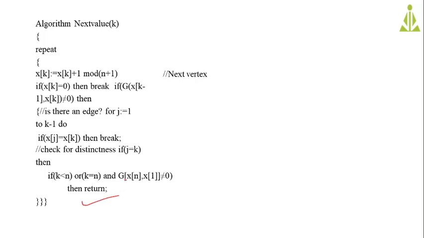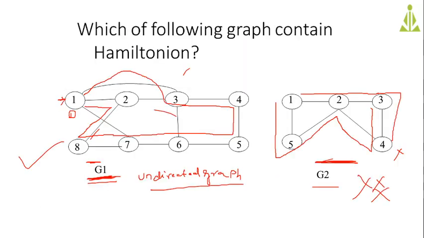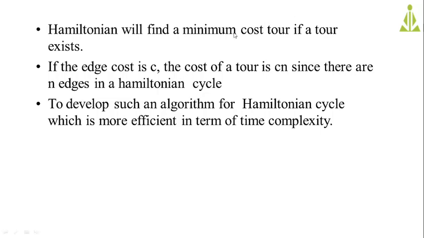Okay, so when we do this algorithm, whatever operations we performed till now in the graph while using the tree, you can write in this algorithm. Hamilton will find the minimum cost tour if a tour exists. Means if the tour exists, then it will find the minimum. Like in the graph, if some numbers are given, for example 4, 5, 10, based on the cost we can get the minimum cost.